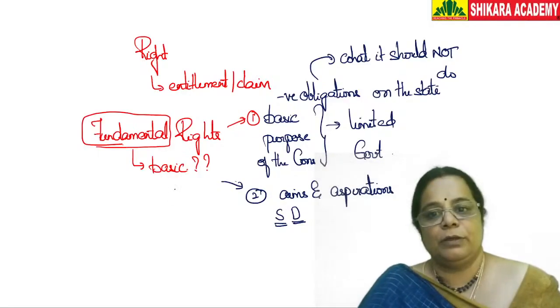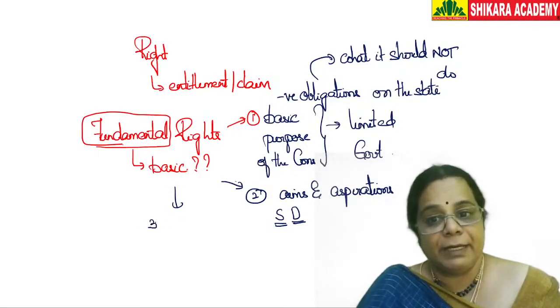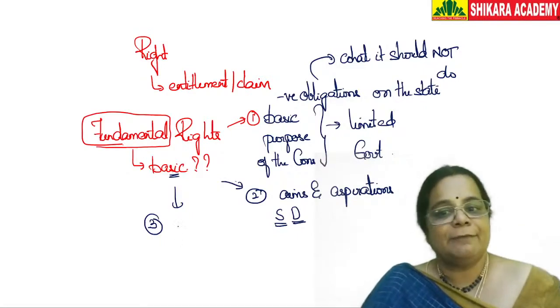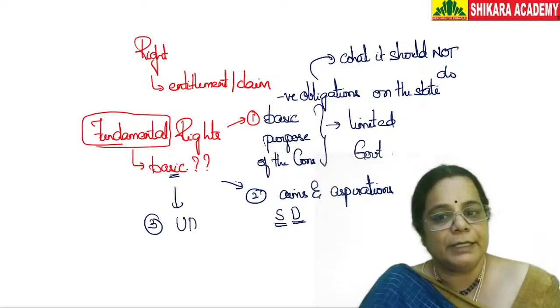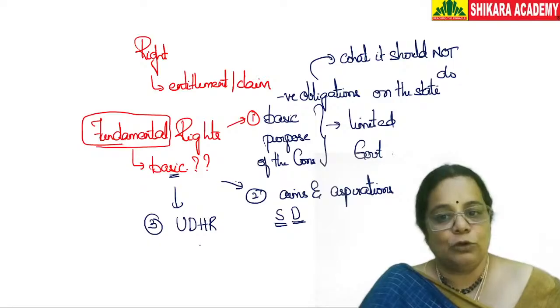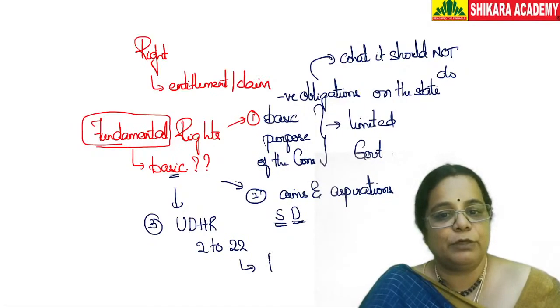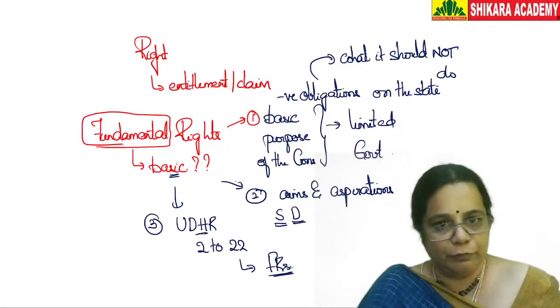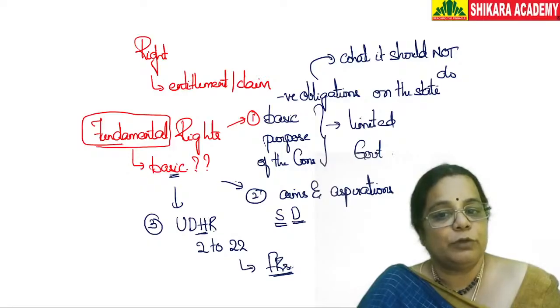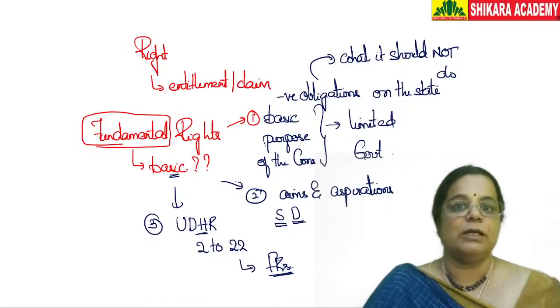The third important reason why they are very, very basic or fundamental is, do you know, we have something called the Universal Declaration of Human Rights, in which you have 30 human rights listed, out of which the rights listed under 2 to 22 come under the ambit of fundamental rights. See, these came up before our constitution, so I'll not say these influenced them. In fact, I'll say that rights 2 to 22 of the Universal Declaration of Human Rights are found in our fundamental rights.